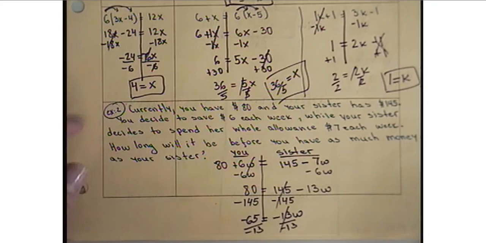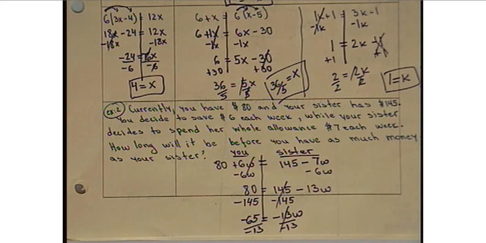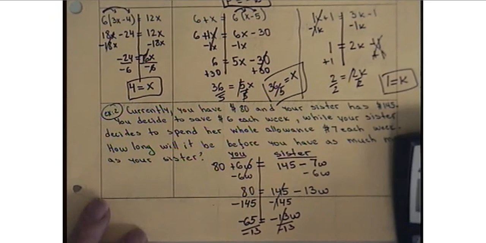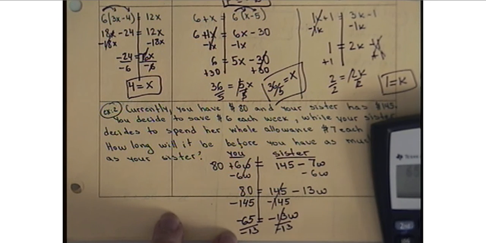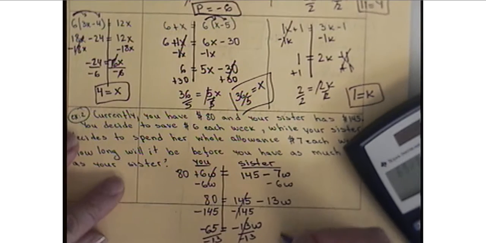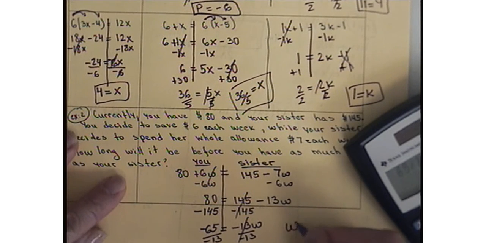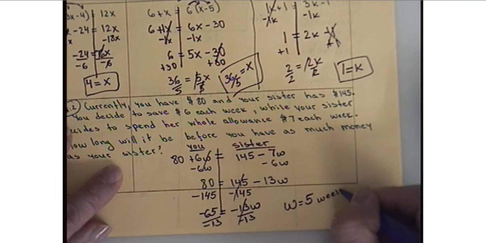Negative 65 divided by negative 13, I think will give us 5 weeks. But I just got the calculator because I want to make sure the answer is absolutely correct. So 65 divided by 13, yes. So we have the answer here: w equals 5 weeks. Okay, 5 weeks.